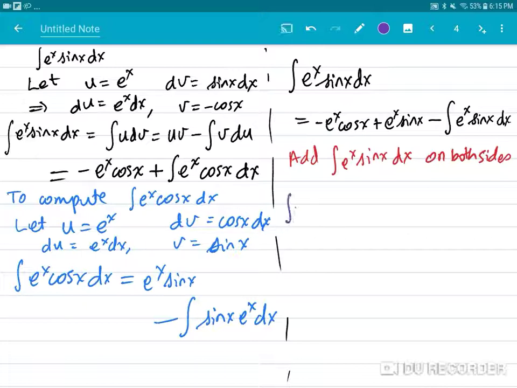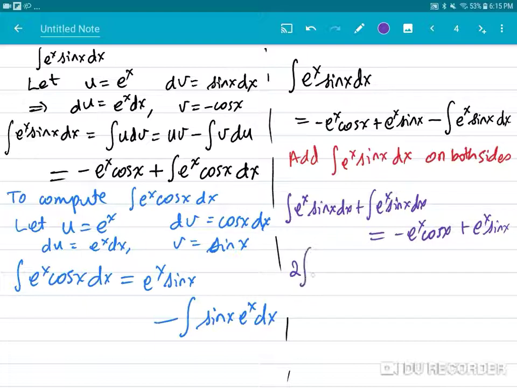So I have the integral of e to the x sine x dx plus the integral of e to the x sine x dx equals minus e to the x cosine x plus e to the x sine x. But when you add these two, you're getting two copies of the integral of e to the x sine x dx, which is equal to minus e to the x cos x. Let me rearrange this so I can have the minus in the middle. So I have e to the x sine x minus e to the x cos x. Okay? Well, I don't have to integrate anymore actually.